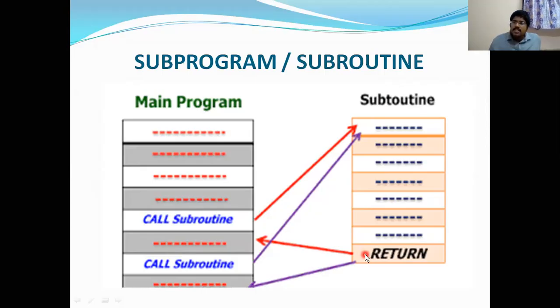Next, once it encounters the return instruction, it does not come directly to the main program. Whenever it finds the return instruction, it will go to the stack and take the value that was stored by it. Previously it pushed some value, no? Now it will pop out that value and see where it has to go.